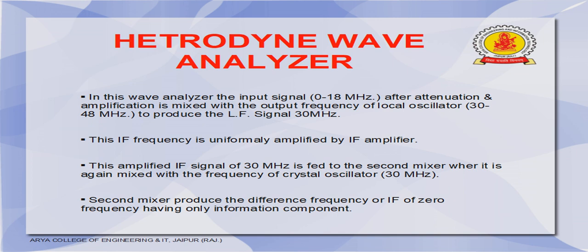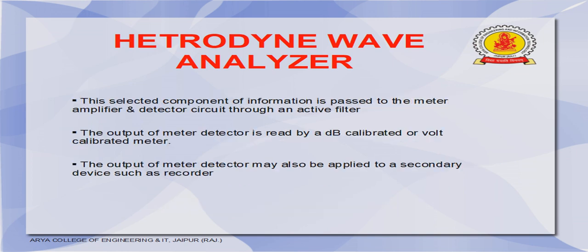Now there is an IF amplifier, which amplifies the intermediate frequency signal, that is the output of the first mixer. The amplified IF signal is applied to the second mixer, and the frequency of the amplified IF signal and the output of the crystal oscillator are the same, equal to 30 MHz. So the second mixer produces an output which has a frequency of 0 Hz. This is the difference of the frequencies of the two signals that are applied to it.